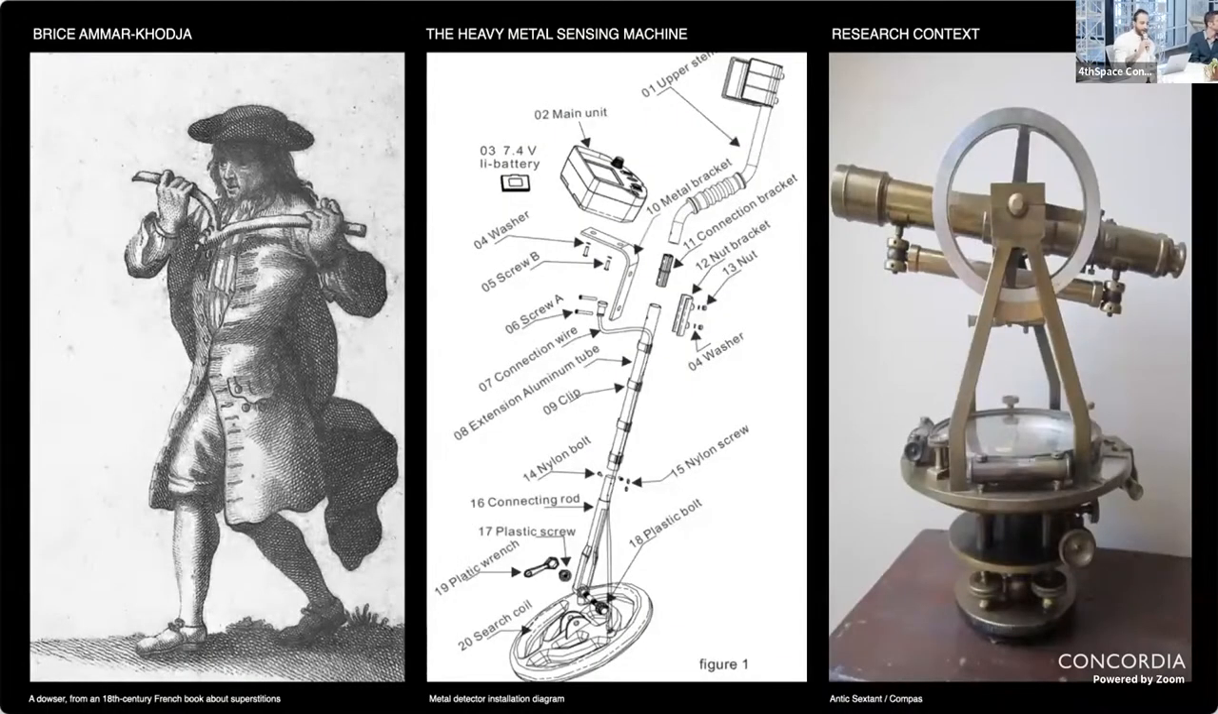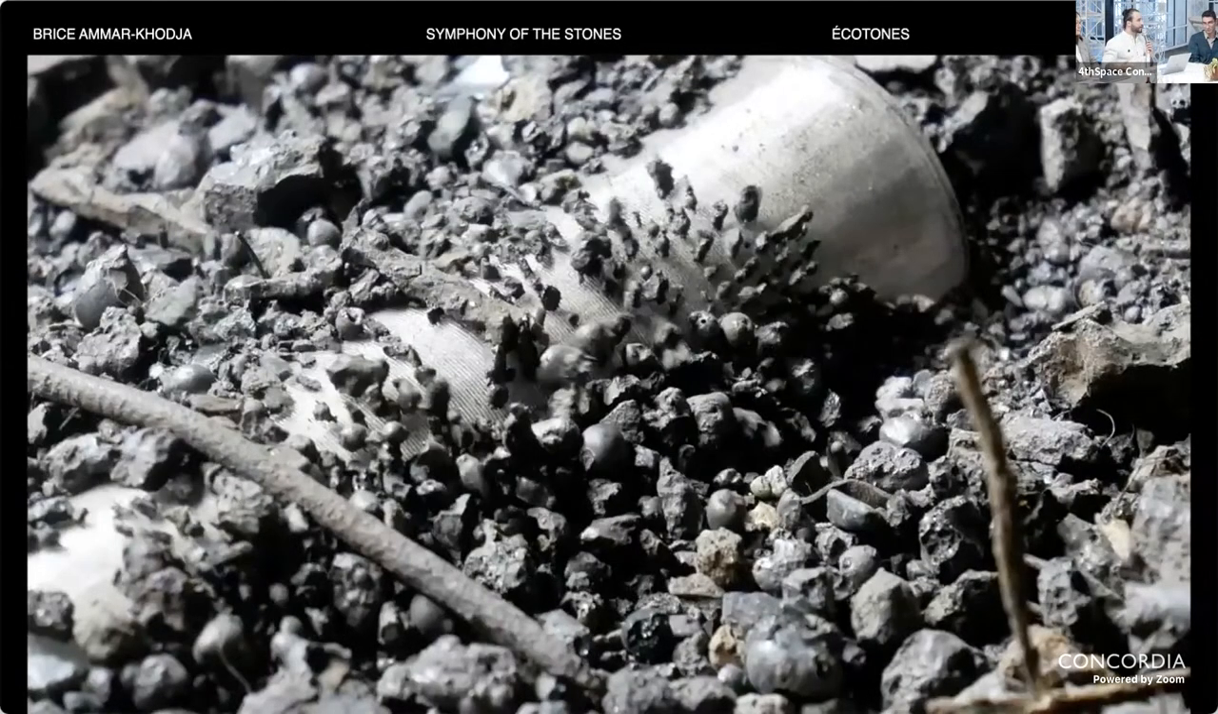PhD, I've been interested in different instruments for quite a long time. Humans have been fascinated by different instruments to navigate spaces, but also to detect what's invisible. So on the left, the dowsing rod to try to seek water, the metal detector to find things that are not perceptible to our senses. And of course, the sextant, a tool that was used by sailors to navigate. And the kind of things that I'm interested in detecting are heavy metals.